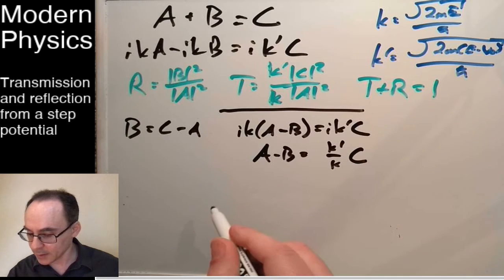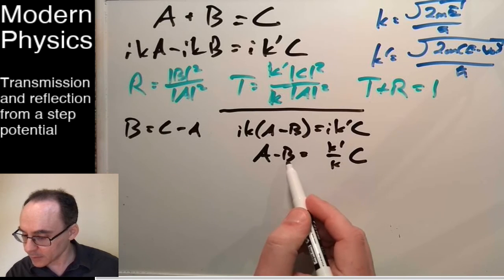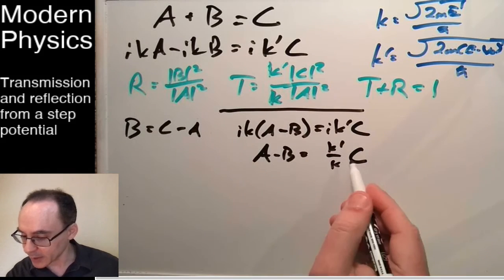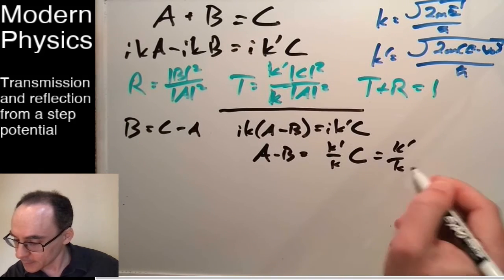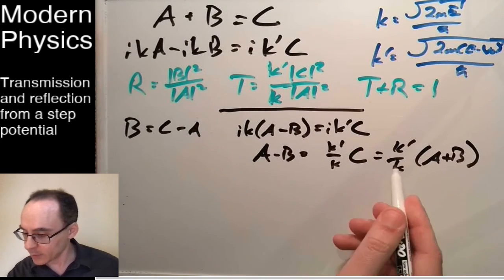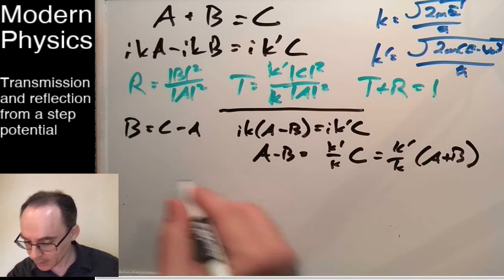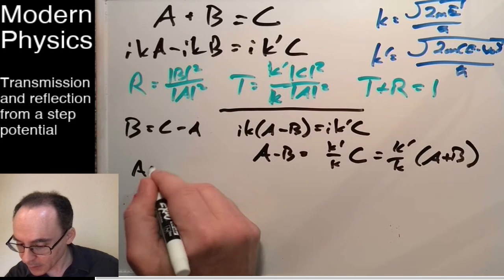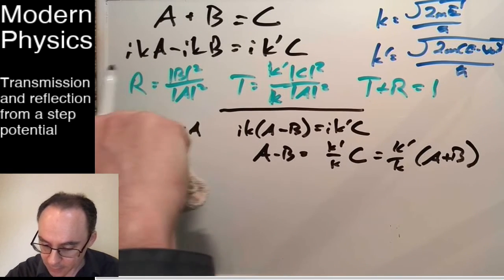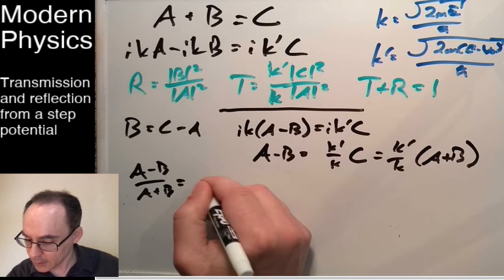And then actually we can take this and, let's see, the nicest thing we can do here, we want to get rid of one of these things. So what we can do is say, well, C is A plus B. So let's just plug that in here. Now we have A minus B equals K prime over K times (A plus B). That's getting pretty close to what we want. So now we have A minus B over A plus B equals K prime over K.